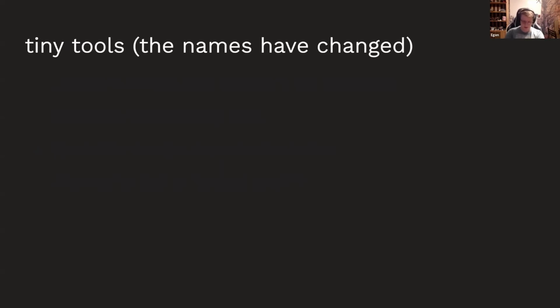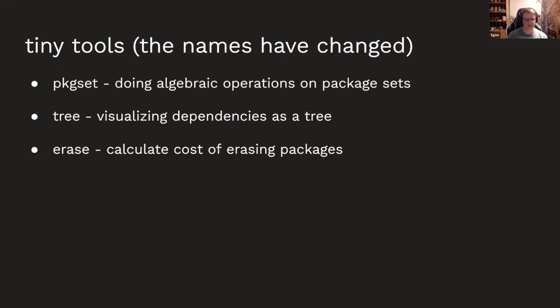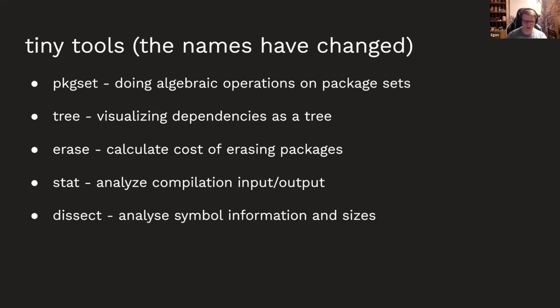And how it started was more of a bunch of tiny tools. So I had this way of making algebraic operations on package sets. I'll come back to what that means later, but there was a tool to visualize dependencies as a tree, and calculate the cost of erasing packages, and analyze compilation input and output, and a few more. So I eventually converged them into this toolkit, which is Goda.